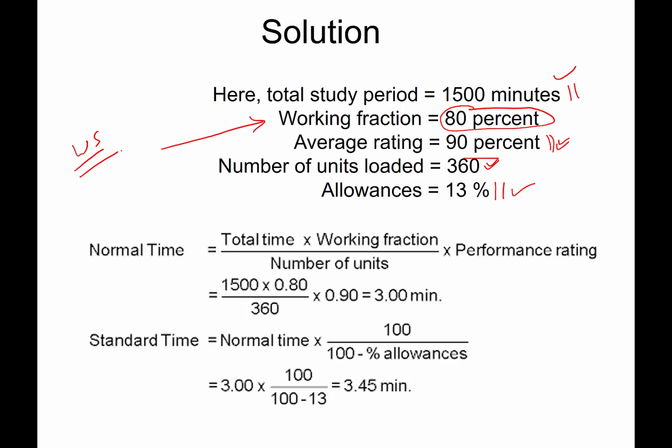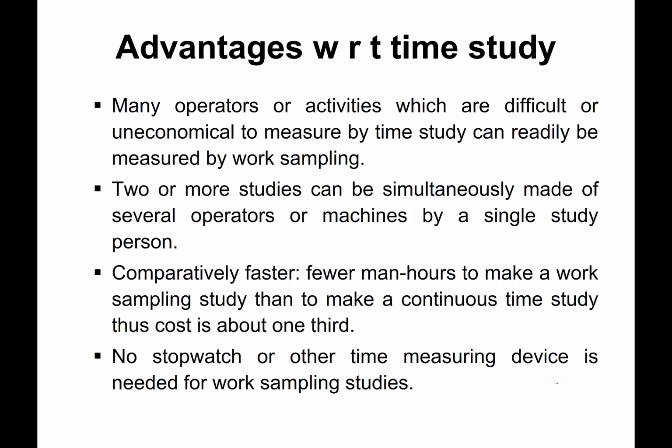Okay, so work sampling was primarily used to identify this percentage of occurrence, and then it can simply be used to set the time standard. So that's how we complete this section related to work sampling. Now, a very simple section, about the advantages and disadvantages of work sampling. I'll quickly go through this.